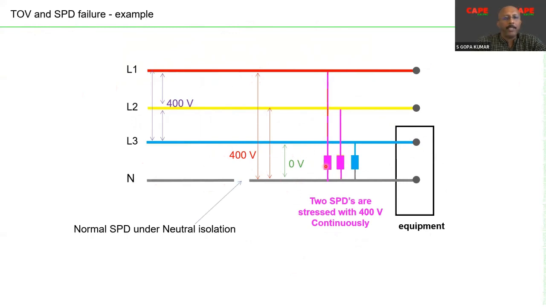Most of the cases, SPDs are failing in India because of temporary overvoltage, not really because of the surge current. It is most of the time because of temporary overvoltage. As I said, there are 4 chances of temporary overvoltage, and I have put only 2.